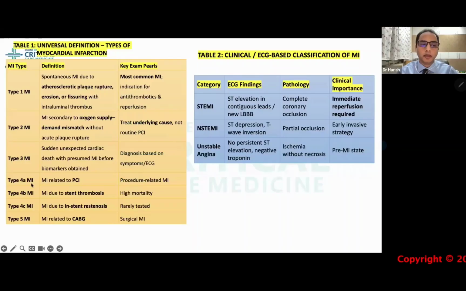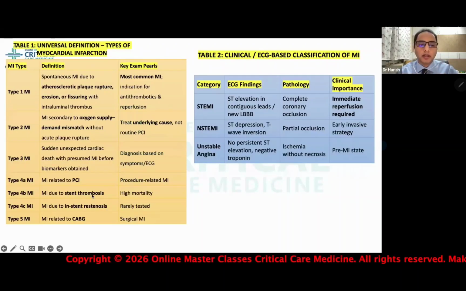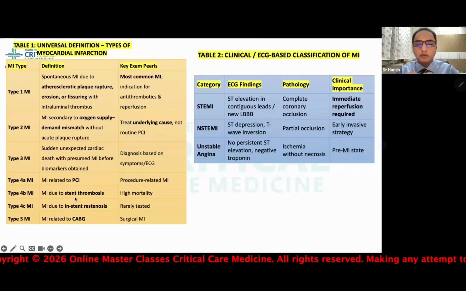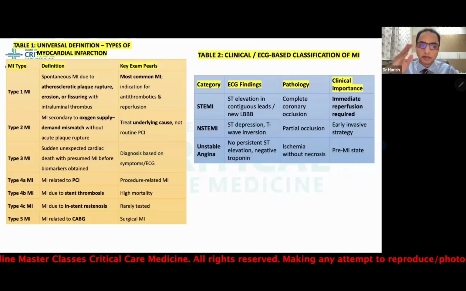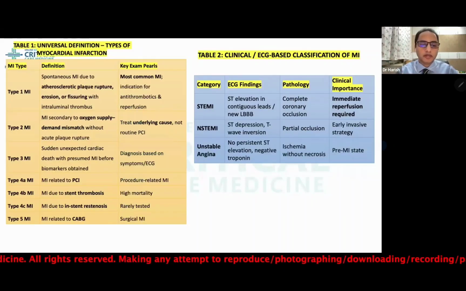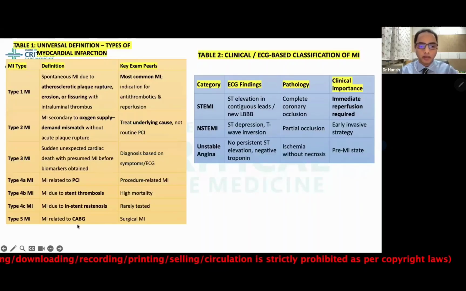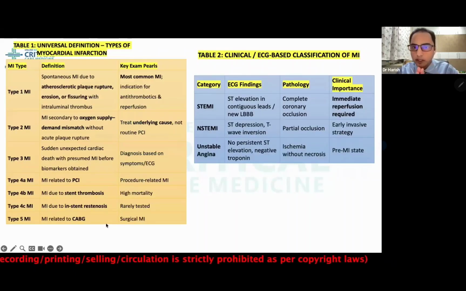Type 4, we have A, B, C. So A is MI related to percutaneous coronary intervention. Okay, that we call a procedure-related MI. B is MI due to stent thrombosis, which has a very high mortality. It means a stent was there, then it got thrombosed. C is MI due to in-stent restenosis. Okay, so that is rarely seen, that is 4C MI. Type 5 MI is MI related to CABG, a surgical MI.